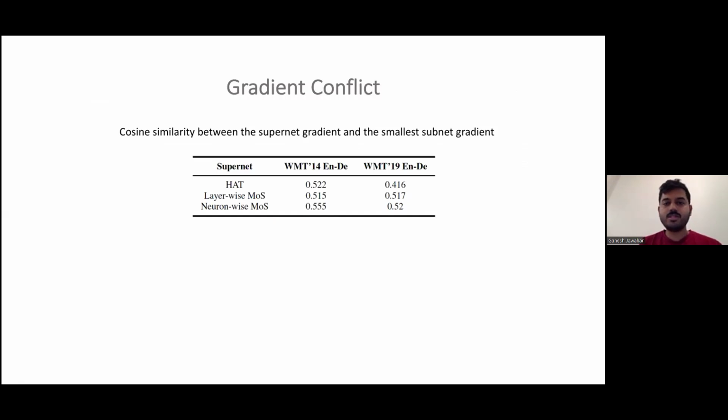And I also mentioned the gradient conflict, and one commonly used way to measure gradient conflict is to compute the cosine similarity between the supernet gradient and the smallest subnet gradient. You want the cosine similarity to be high, because if it's low, it means that the gradients from two different models are conflicting with each other. You can see that with our mixture of supernets, the cosine similarity becomes very high. That means we are controlling the gradient conflict implicitly via this architecture specialization, right?